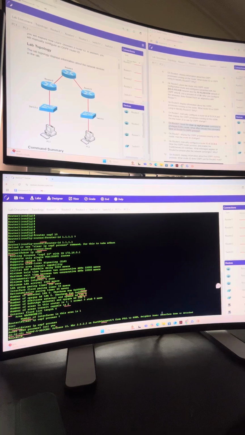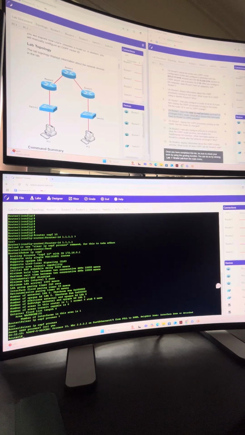And as we can see, our neighborship went down, and that is because we just restarted the OSPF process. It should come up in the next couple of seconds after it goes through all of the OSPF stages. Let's go ahead and read number 10. It says on router 1, display the OSPF process running on the router. Has the router ID changed?